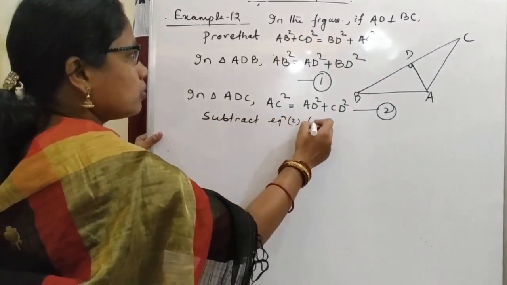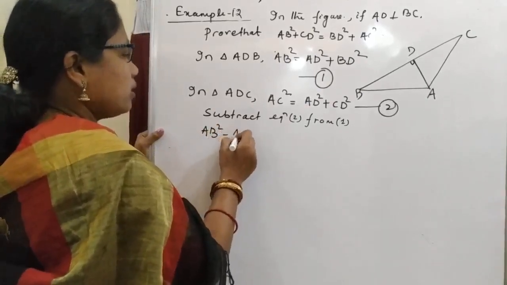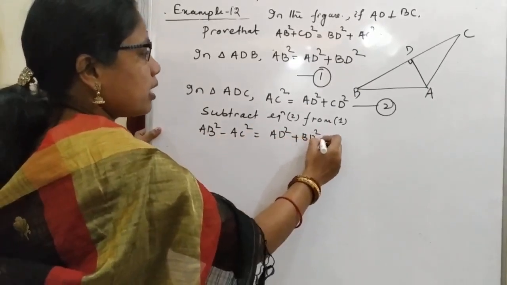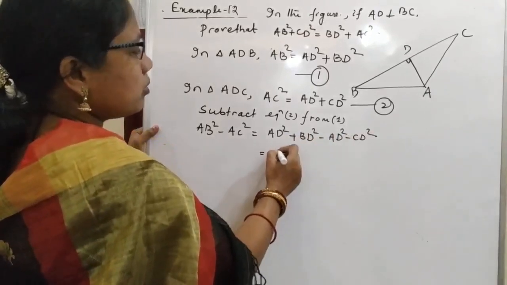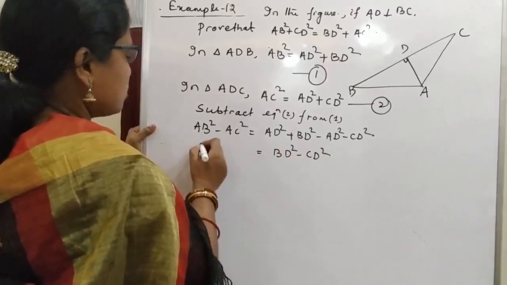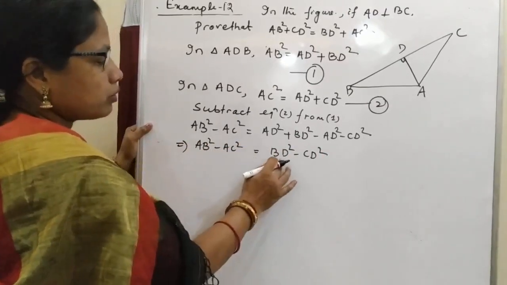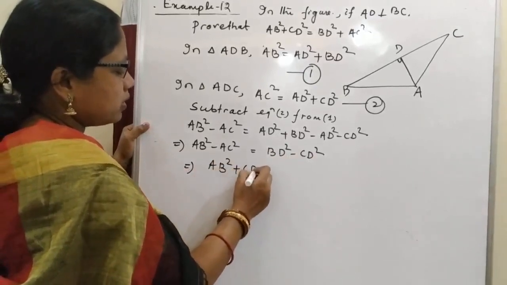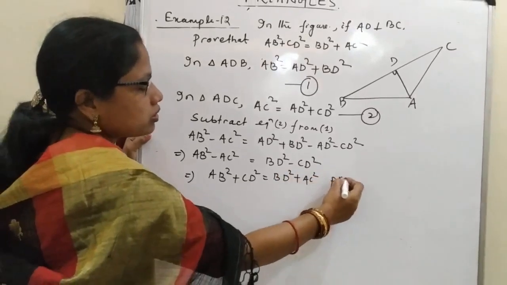equation 2 from 1. So AB square minus AC square is equal to AD square plus BD square minus AD square minus CD square. So this is equal to BD square minus CD square. So this implies AB square minus AC square is equal to BD square minus CD square, or AB square plus CD square is equal to BD square plus AC square. So this is proved.